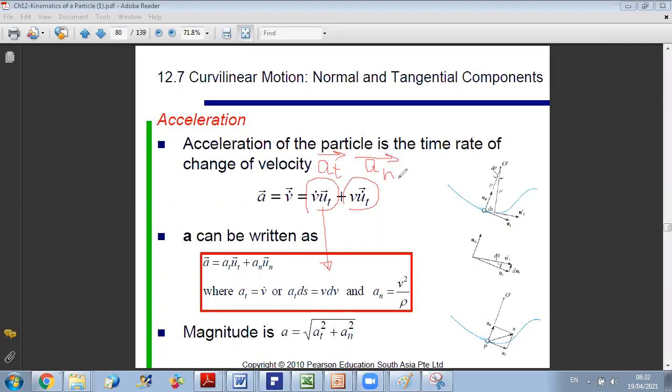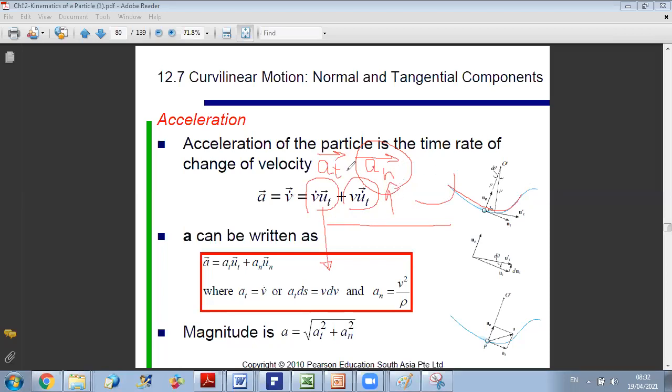Why do we have an? Because in order to do a curvilinear motion, I should have an acceleration component along UN to be able to change the velocity direction. Okay? So if I don't have an, what will happen? I will go on a straight line. I cannot change velocity direction if I don't have normal acceleration.